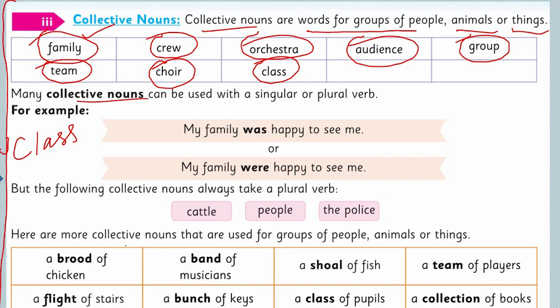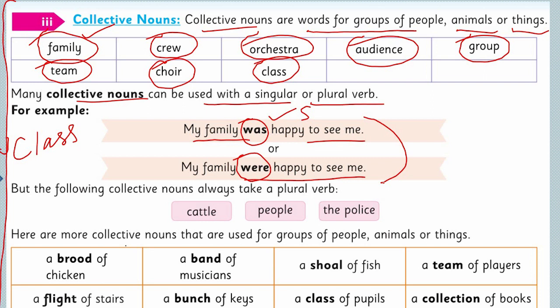Many collective nouns can be used with the singular or plural verb. Like, my family was happy to see me. I hope you are familiar with the use of plural and singular. We use was for a singular noun, and here my family were happy to see me, were for a plural noun. It can be used both in singular and plural, was and were. We use were for a plural noun, but here we can use both of these, was and were, for family.